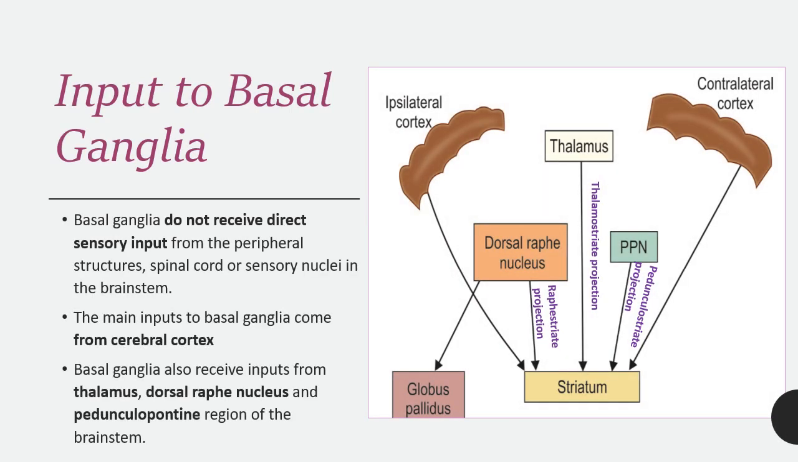Input to basal ganglia. The basal ganglia do not receive direct sensory input from the peripheral structures, spinal cord or sensory nuclei in the brainstem. The main inputs to the basal ganglia come from the cerebral cortex. The basal ganglia also receive inputs from the thalamus, dorsal raphe nucleus and pedunculopontine region of the brainstem.